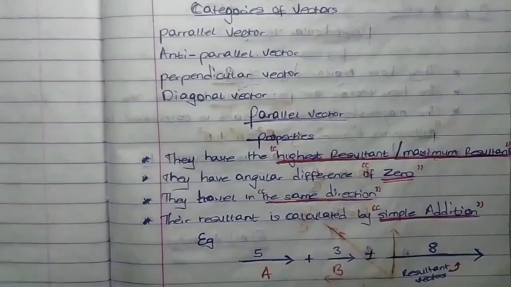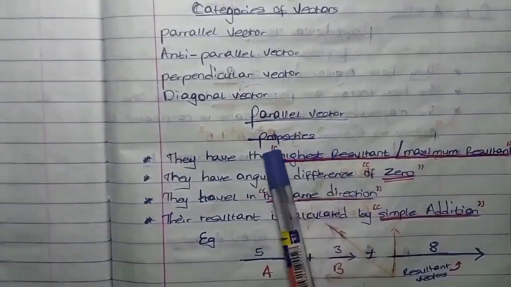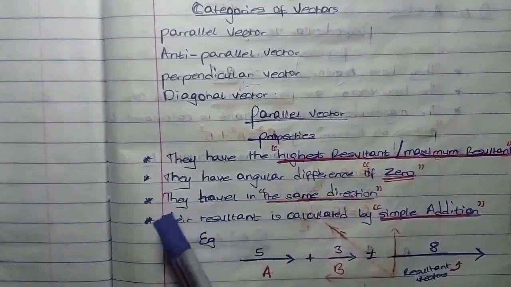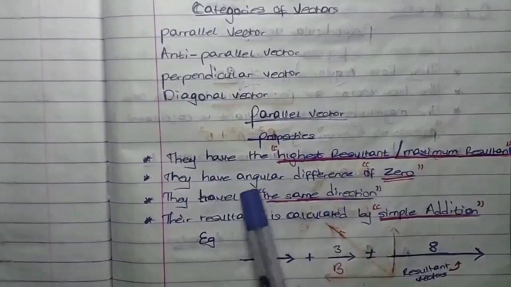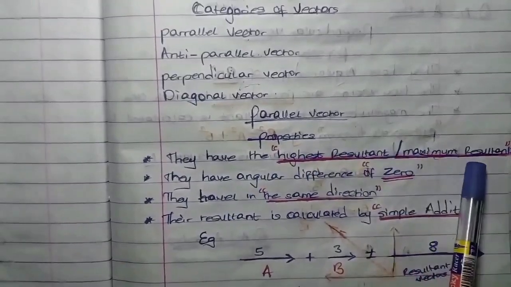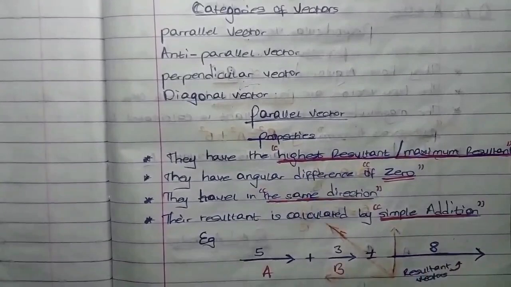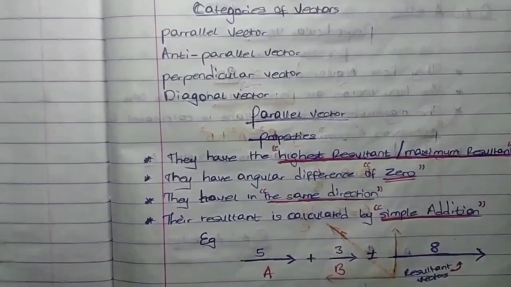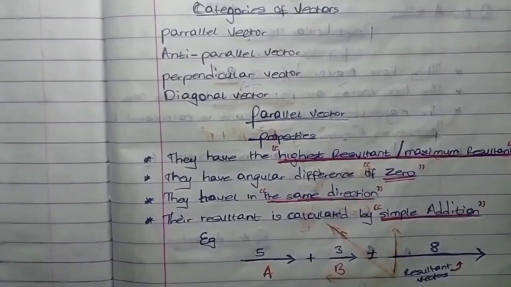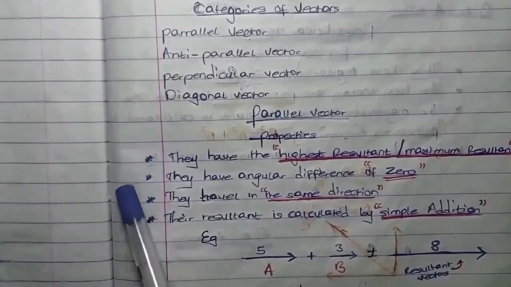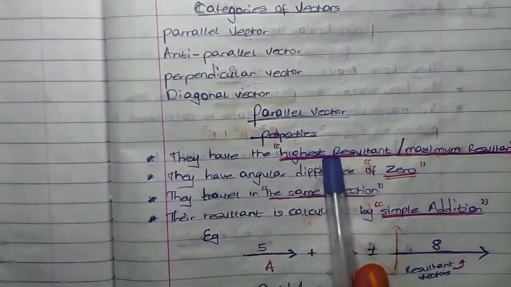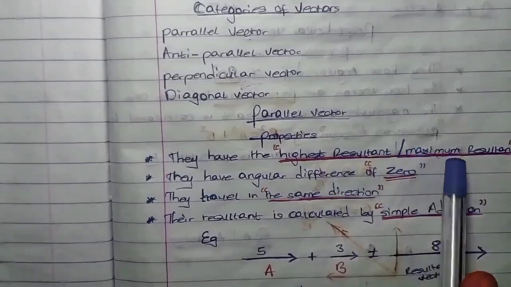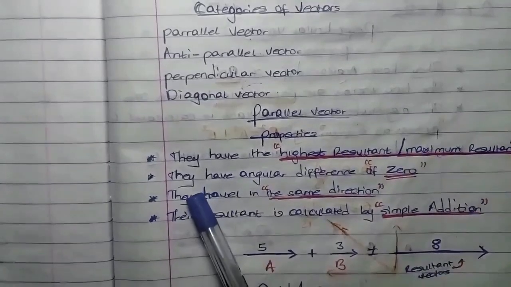Now let's talk about parallel vectors. Properties of parallel vectors. 1. They have the highest resultant, or maximum resultant. Remember, I told you guys that resultant just means total. So please take note of these properties. These are the properties of parallel vectors. 1. They have the highest resultant or the maximum resultant. It's an exam-based question.